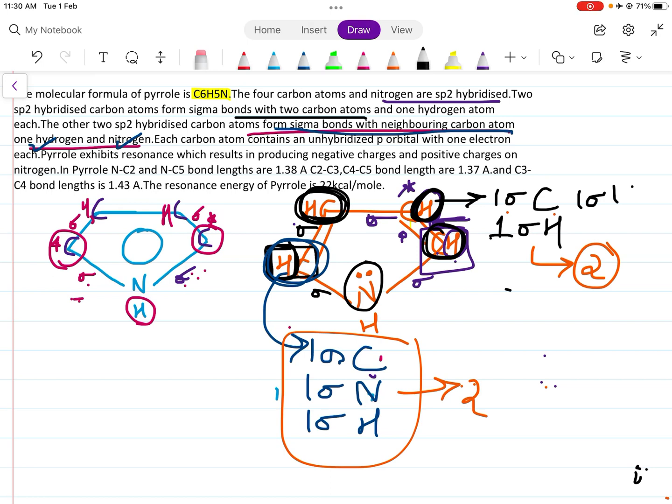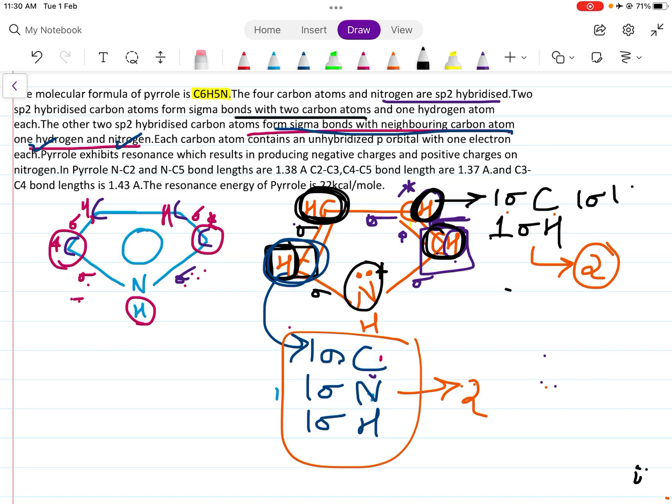So because of resonance, nitrogen will carry a positive charge in the case of pyrrole. Normally nitrogen carries a negative charge, but only for pyrrole, it will carry a positive charge because of high resonance energy. It will produce negative charges and positive charges on nitrogen. So nitrogen will carry a positive charge also.